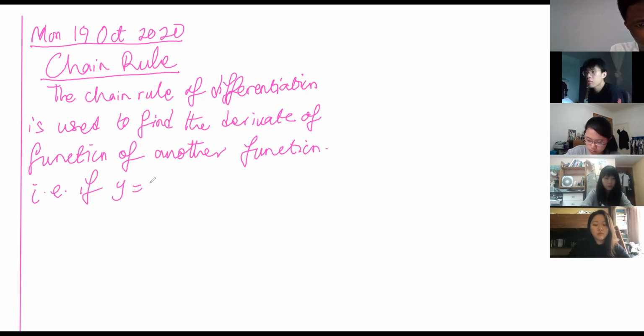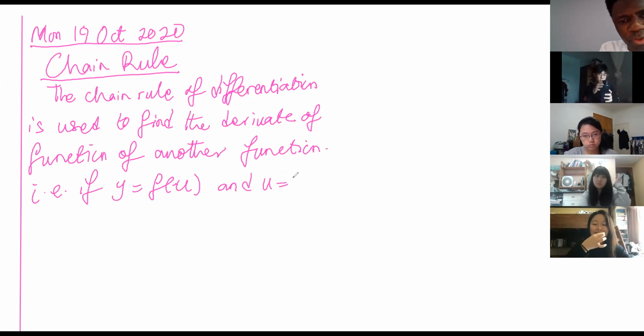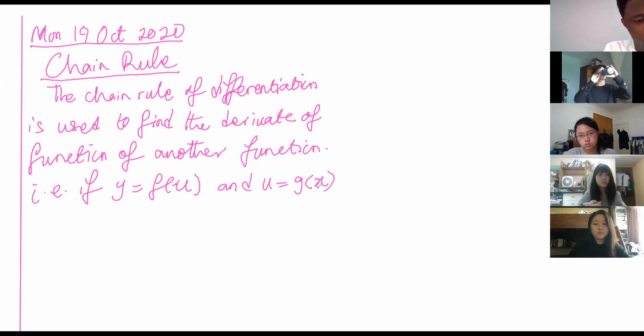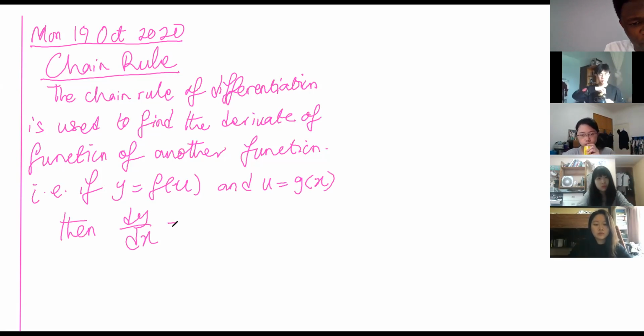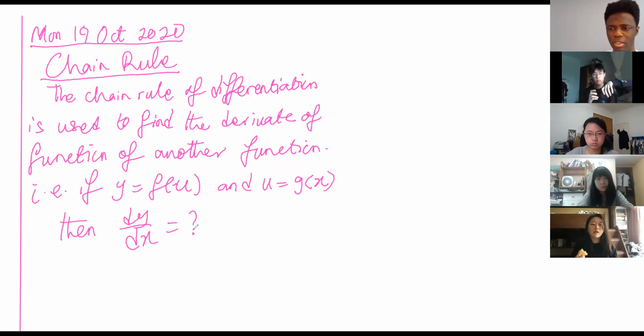if y is a function of u, can you see that? Y is expressed in terms of u, but u itself is in terms of x. How do we find dy by dx? This is where the chain rule helps. You can see, if we could find dy du easily, do you agree with me? Y is a function of u, so we could find dy du easily.